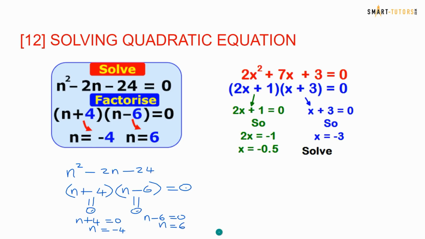That is the answer. The second sample question is a different question but the same concept. 2 times 3 is 6, and 1 times 6 is 6, 1 plus 6 is 7. So you have the factorization done. So the first bracket equal to 0, so 2x equals minus 1, x equals minus half, or you can leave it as a decimal. Here x plus 3 equals 0, x equals minus 3. So that is the answer for the second question.